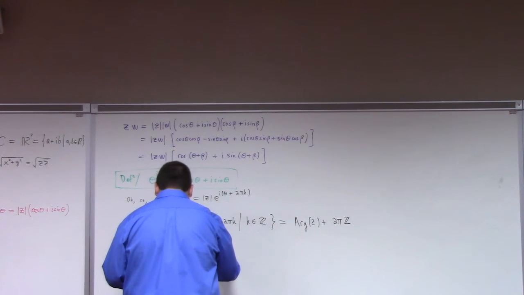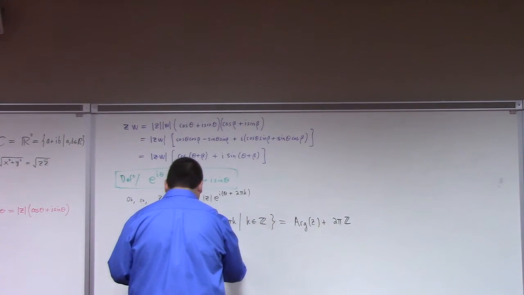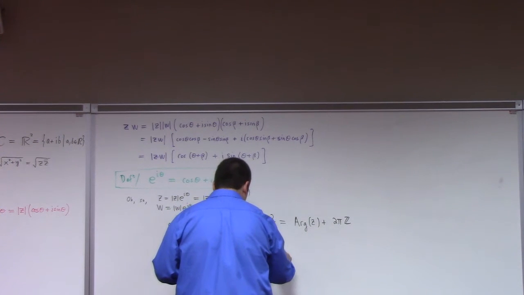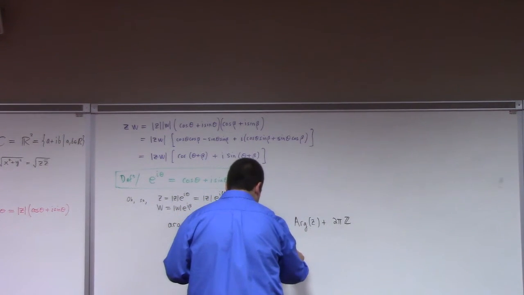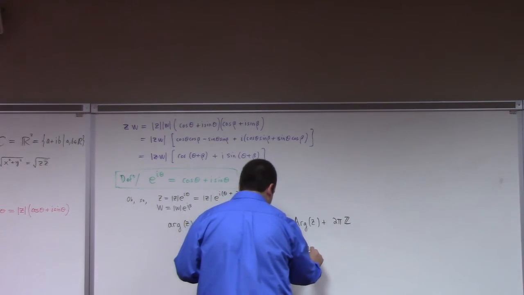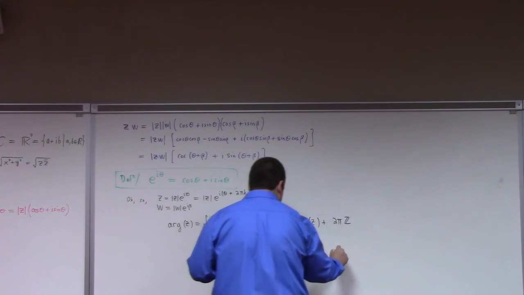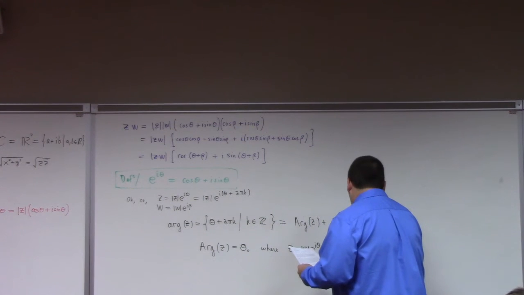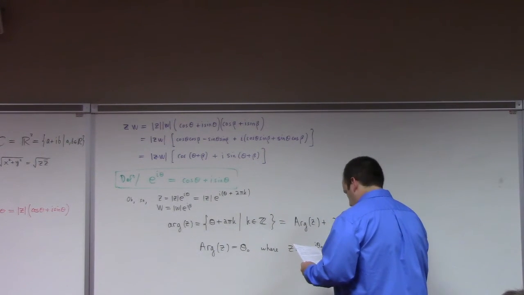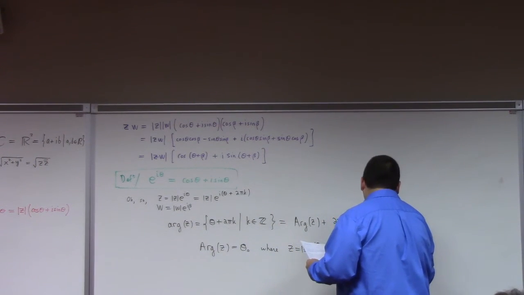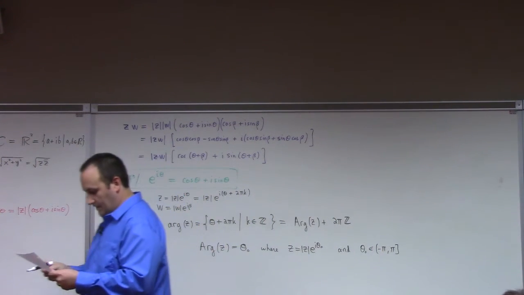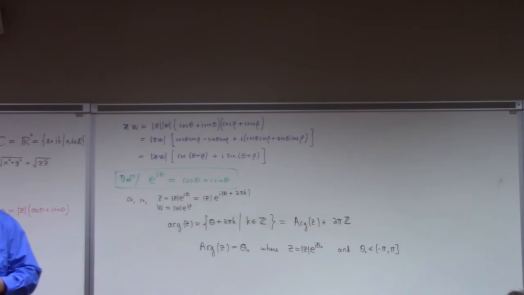This is probably going to seem a little circular, but let's just say that arg z is equal to theta naught, where z is equal to the modulus of z, e to the i theta naught, and here's where the heart of the definition is. Theta naught is an element of minus pi to pi, where the positive pi is included. This is the principal argument.